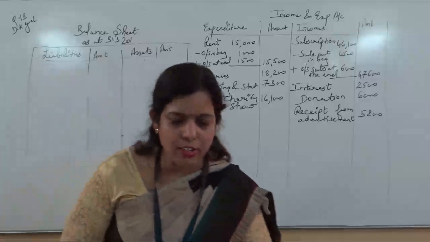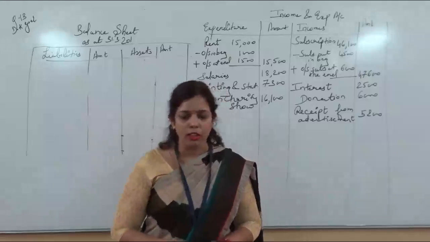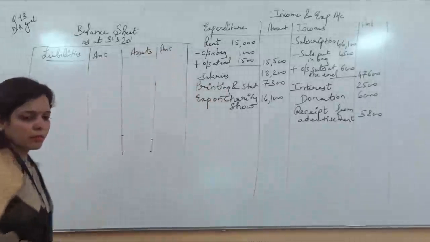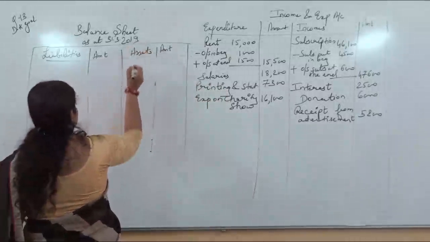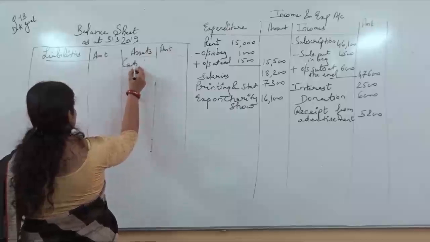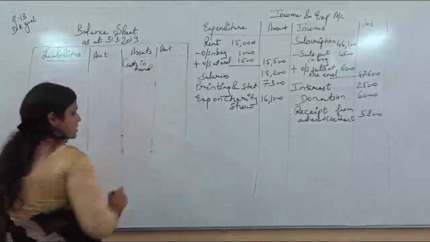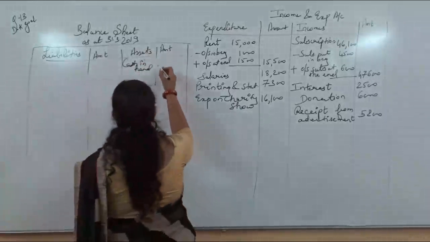Now, first of all, cash in hand, receipt and payment. When you see the question, the closing balance is the cash in hand for the current year. 31st March 2019 is the current year. First of all, cash in hand. See the receipt and payment side, what is the closing balance? It is 16,100.